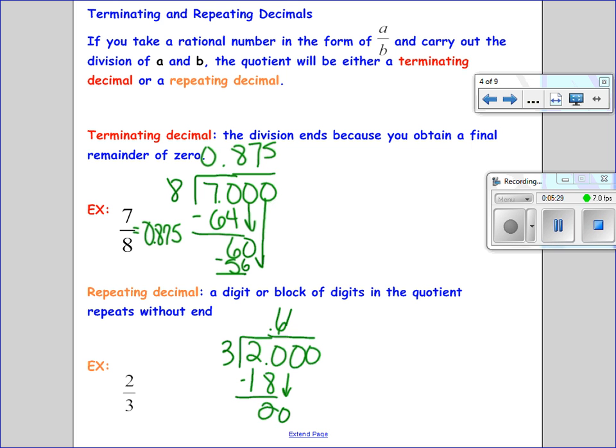You are going to notice a pattern in this, noticing that the 6 repeats. Since the 6 repeats, this is a repeating decimal. You indicate that by putting the bar notation, the bar only over the number that repeats. So that is the correct way of putting 2/3 as a decimal.